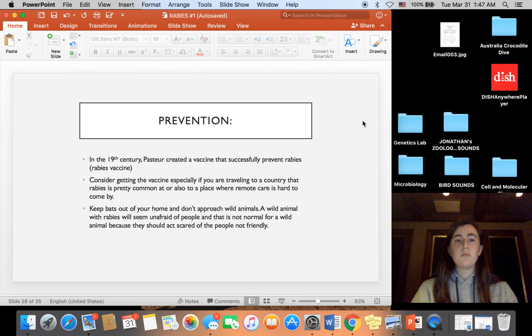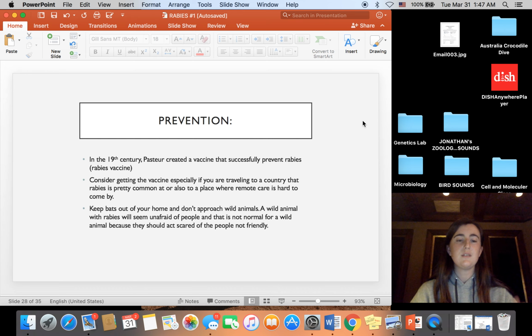For prevention, like I said earlier, in the 19th century Pasteur created the rabies vaccine, which successfully prevented rabies, and we still use this today. It's amazing. You need to consider getting the rabies vaccine, especially if you are traveling to a country that has a lot of rabies-infected animals, where rabies is pretty common, or where remote care is hard to come by. So that's your developing countries.